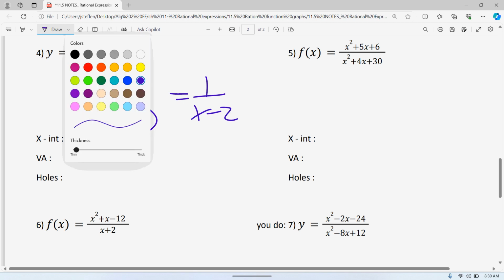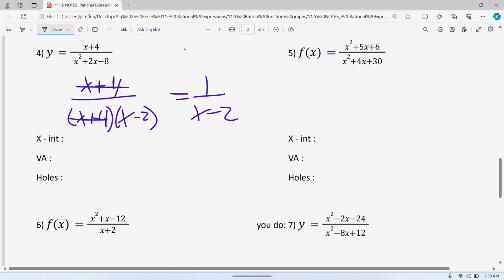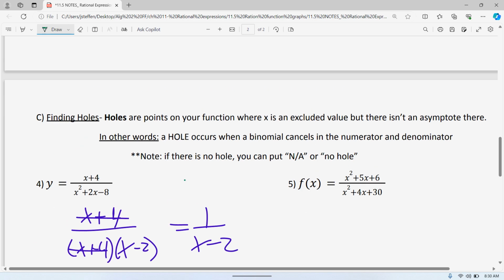So maybe I should have specified: where there's no hole, put NA. Maybe I should have done that for all of them. If there's ever not an asymptote, you can put NA. If there's ever not an x-intercept, you put NA.